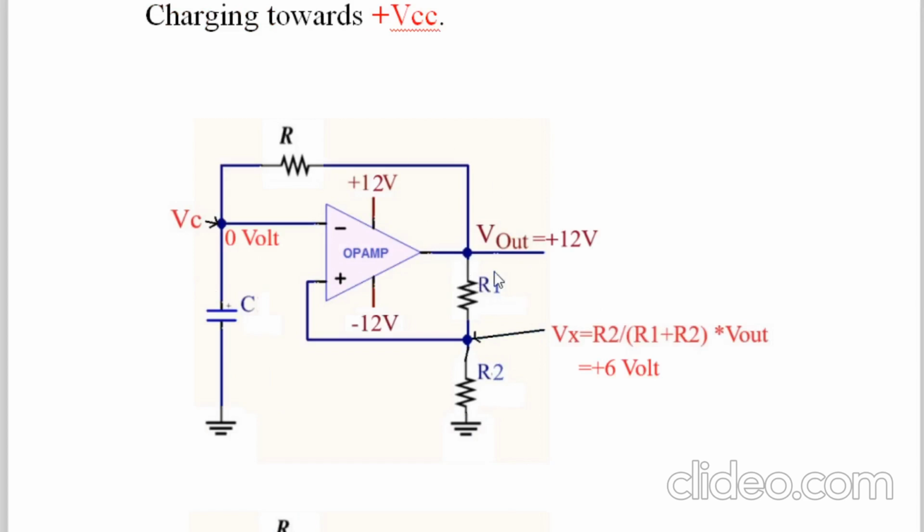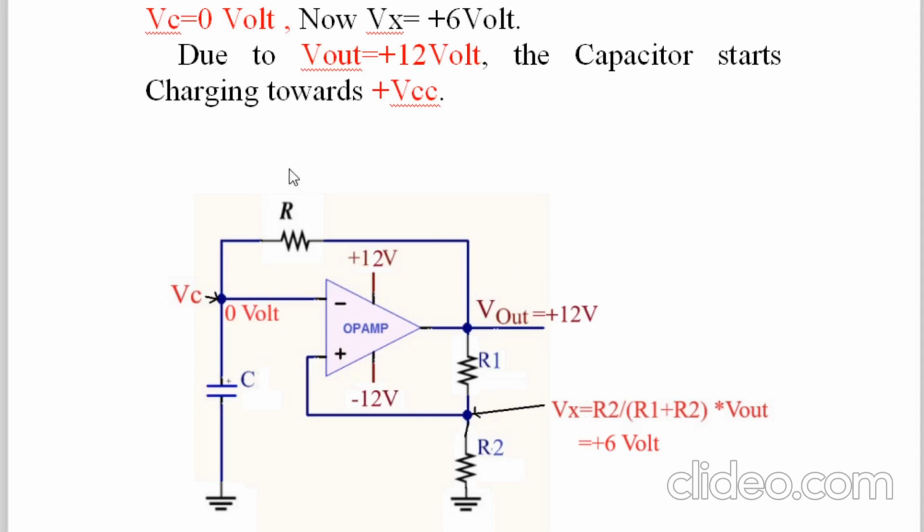Now when this is plus 12 volt, due to Vout equal to plus 12 volt, two things happen. Number one, this is a potential divider circuit. Therefore, when the input power supply to the potential divider circuit is plus 12 volt, this junction will be at 6 volt. Why? Because R1 equal to R2. So two things happen when Vout is equal to plus 12 volt. This potential divider will divide it to 6 volt, and that 6 volt will come over here.